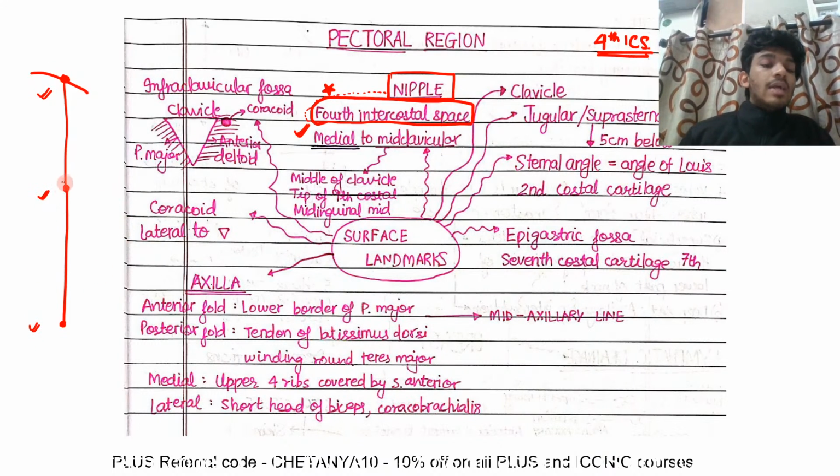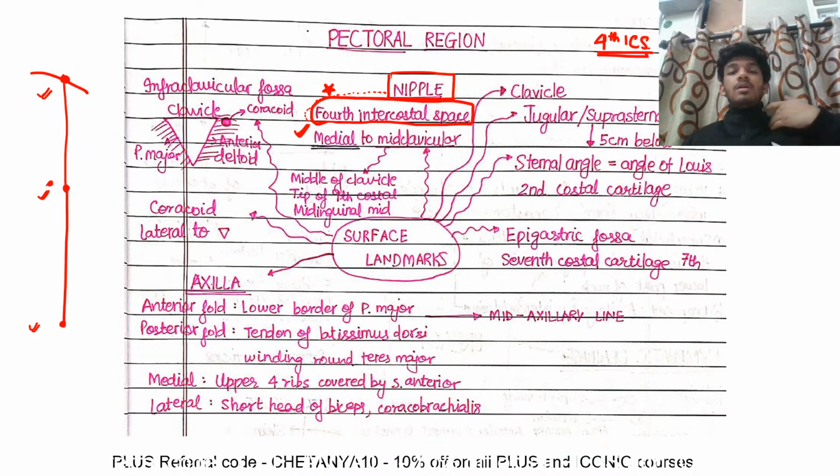So the nipple is located medial to the mid-clavicular line. All right. So if this is your clavicle, this is the middle portion of the clavicle, and this is your mid-clavicular line. So the nipple is located medial to it, towards the midline. All right. That is what you have to remember about the location of the nipple.